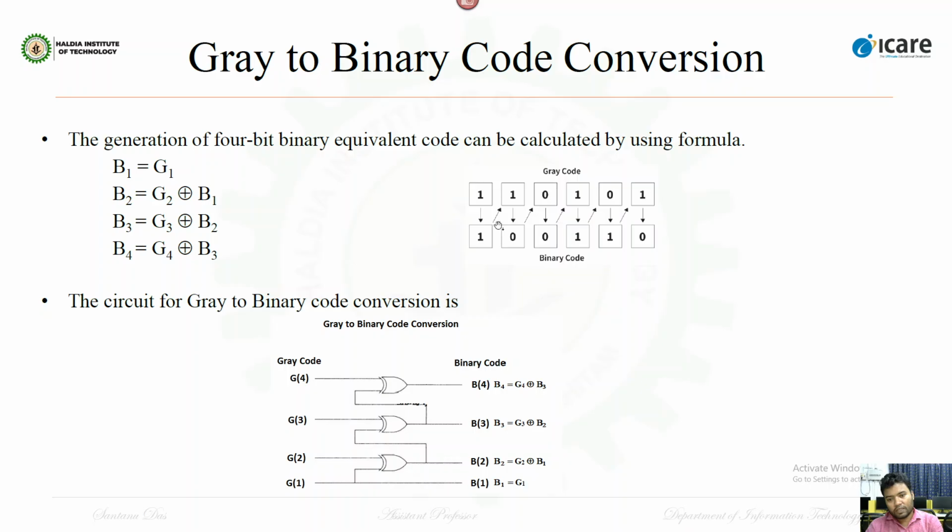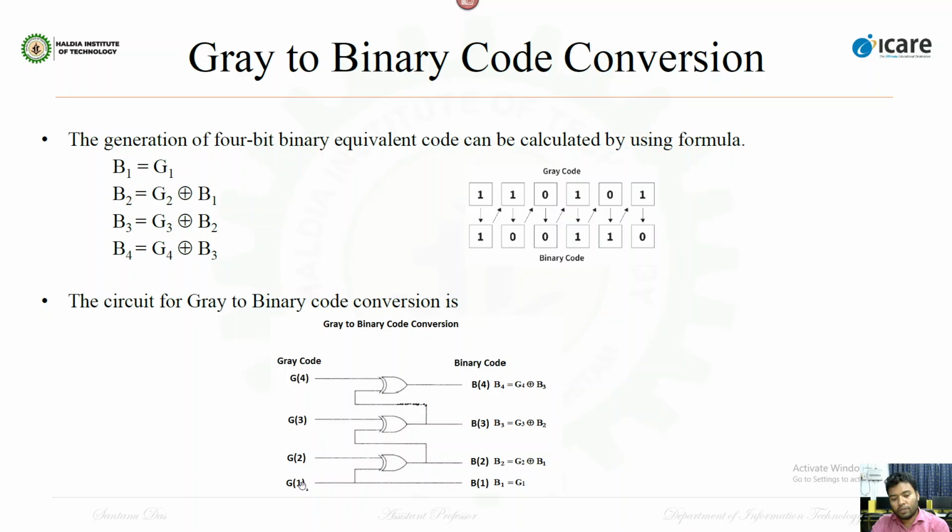So this is an example. This is our MSB bit, which represents the MSB bit of the binary number as it is, and then this bit is going to be XORed with the gray code second bit and the result will be the binary second bit, and then the result of the binary second bit is going to be XORed with the gray code third bit and the result will be the binary third bit, and so on. So the circuit diagram is as you can see.